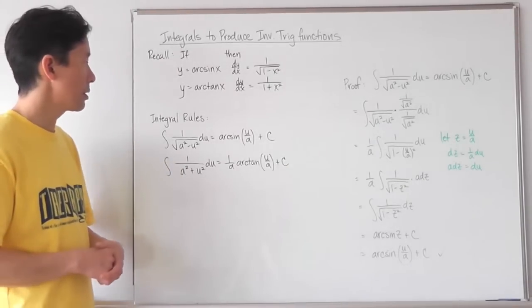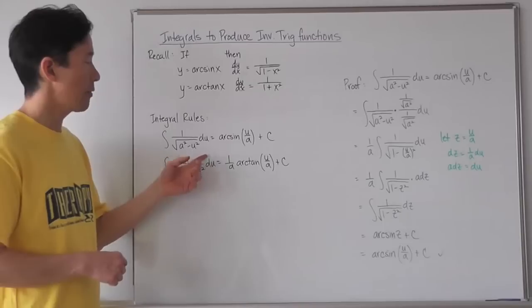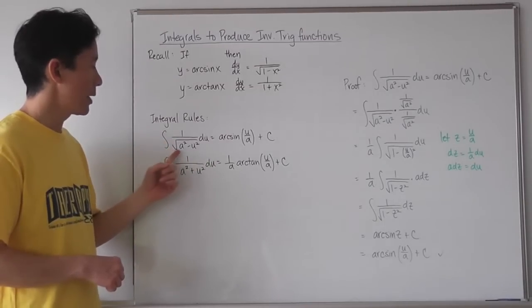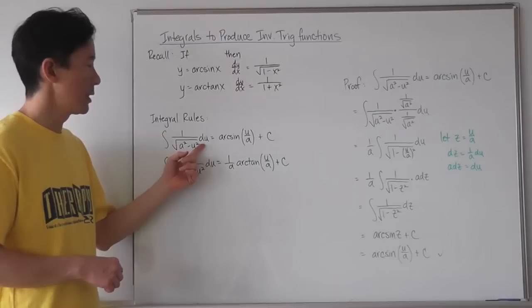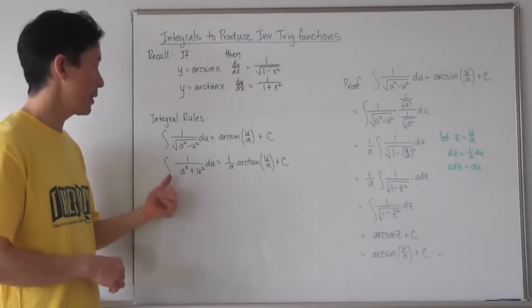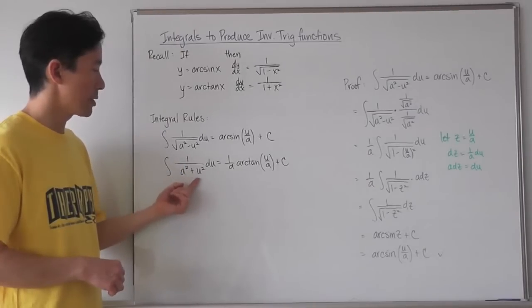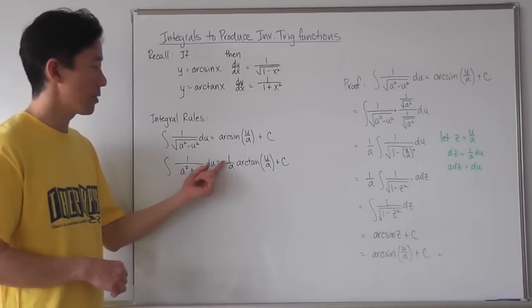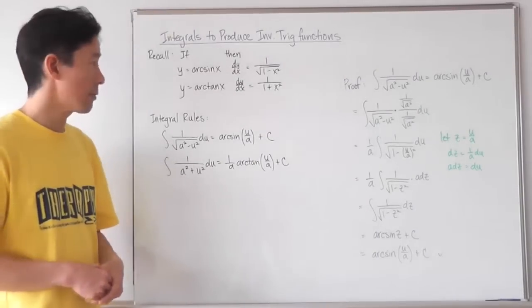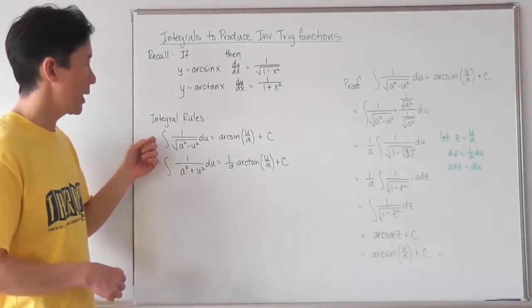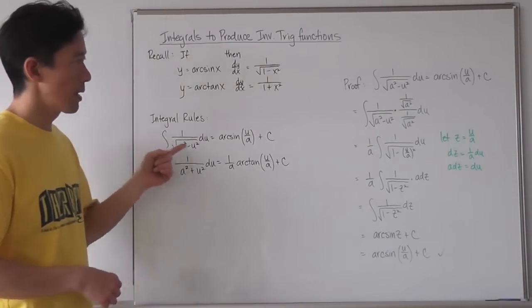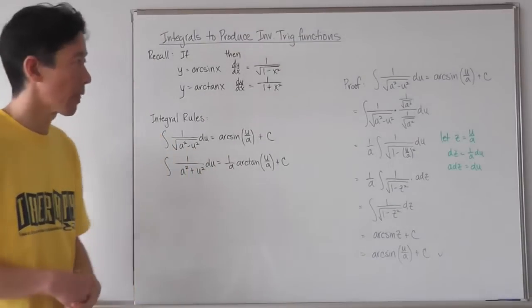Now, the integral rules, which we have here, are: the integral of 1 over the square root of a squared minus u squared du equals the arcsine of u over a plus c, and the integral of 1 over a squared plus u squared du equals 1 over a arctangent of u over a plus c. Now what we want to do is prove this particular one here, so let's see how it's done.